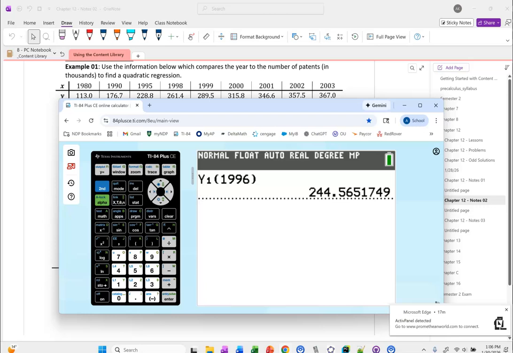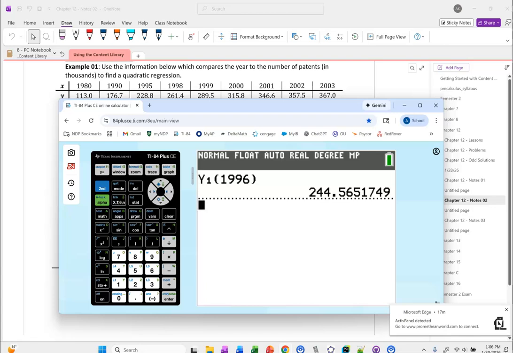Frankie? So why are we solving for Y1 because it's independent? So I asked you to predict how many patents were issued in 1996. So you're plugging 1996 in for x into the model that we typed into Y1. So that's what that notation is saying.